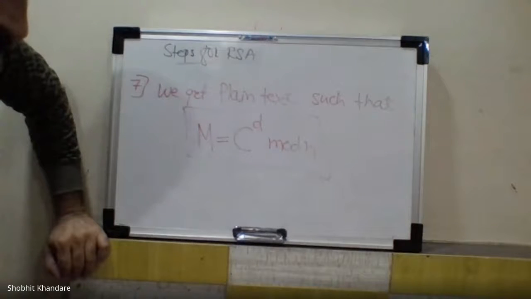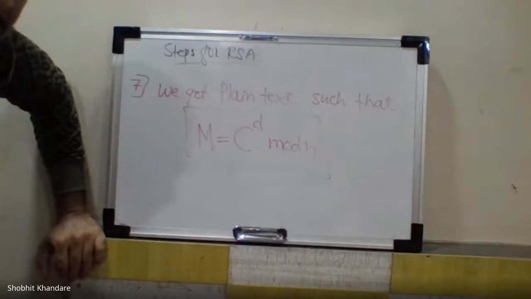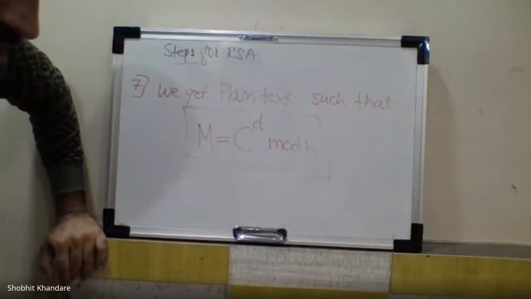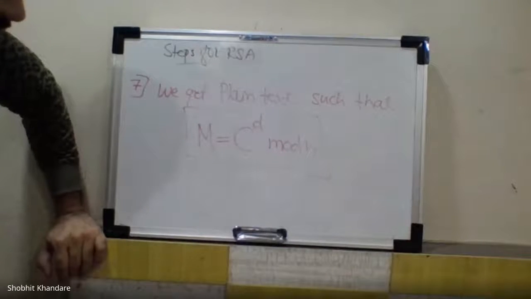Write on the note only one line. Steps number 1 to 5 are called the key generation process, whereas steps 6 and 7 are used for encryption and decryption, to generate ciphertext and to recover plain text.